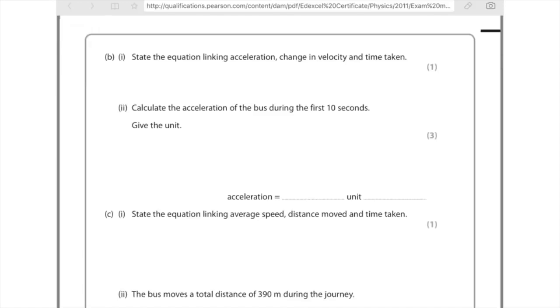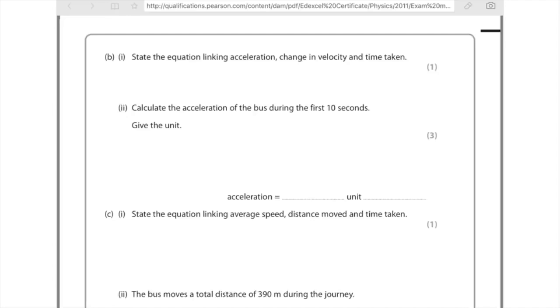State the equation linking acceleration, change in velocity and time taken. They're giving you the exact wording, so you want to write it out as they've written it. So you're going to write acceleration equals change in velocity over time taken, or you could have written a equals v minus u over t.